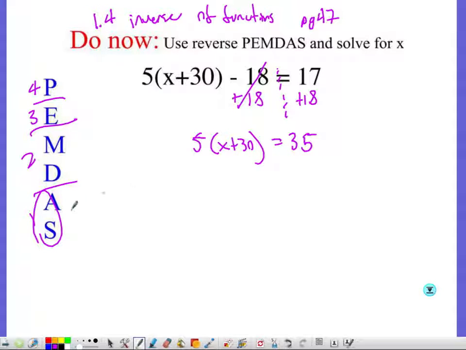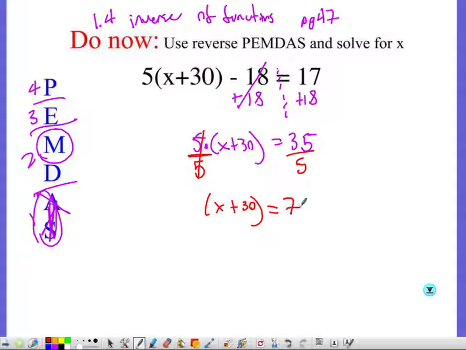Alright, no more addition or subtraction. We do have multiplication because we're multiplying by 5 here, so the inverse of multiplying by 5 is to divide by 5. And so 5 over 5 basically becomes 1, and so this is x plus 30. And so 35 divided by 5 is 7. Alright. Finally, no exponents, we get to the parentheses.